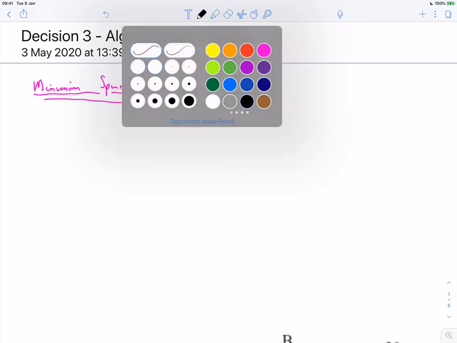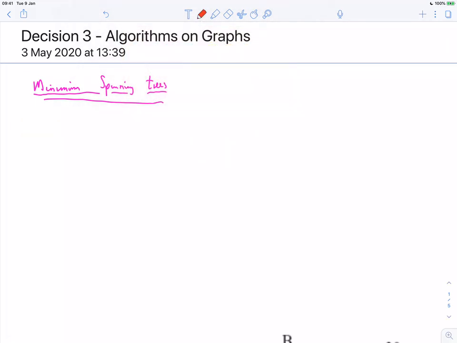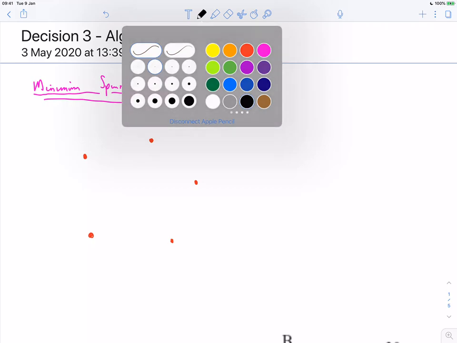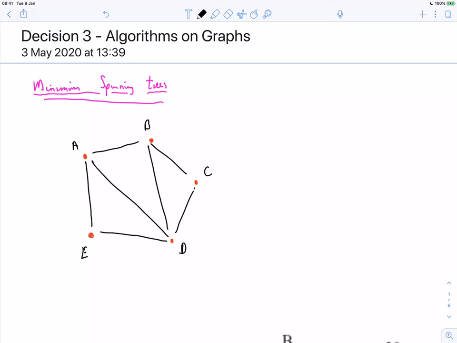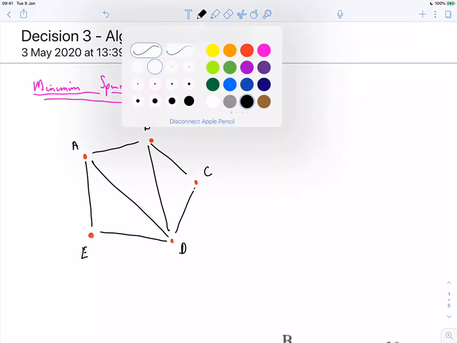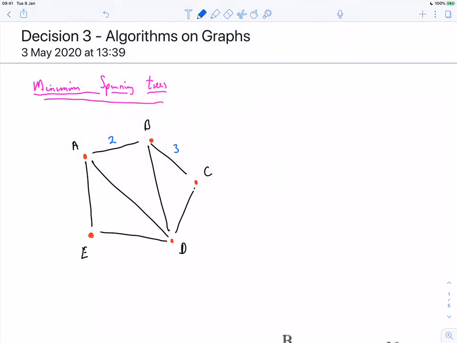Let's say I've got the nodes. Let's call them A, B, C, D, E. So this is A, this is B, this is C, this is D, this is E. And let's say they're connected in various ways. So A to D is something like that, B to D is something like that. And let's say they've all got weights of, say, maybe 2, 3, 5, 4, 3, 4, 2.